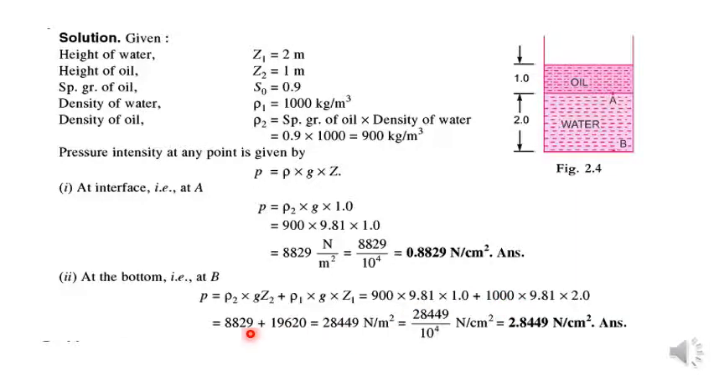The first will be 8829, the same you determined for the oil, and the second one is the additional pressure due to the water below the oil surface. So it will be 28449 Newton per meter square, and in Newton per centimeter square it will be 2.8449.